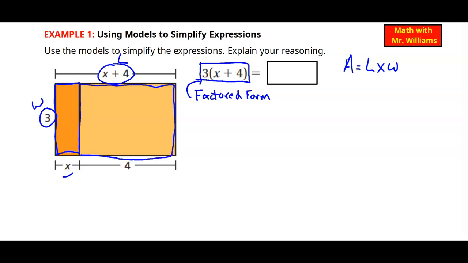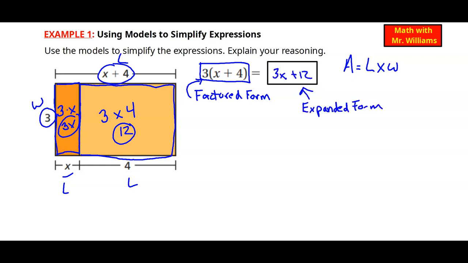So in the first one, if we follow the area model, it'll be length times width. So we'll call this one the length then, and this the length for this box. So this would be 3 times x, or just 3x. And on this one, this would be 3 times the 4, which would give us 12. So now we bring those back together. So we have 3x plus 12 would be our expanded form.